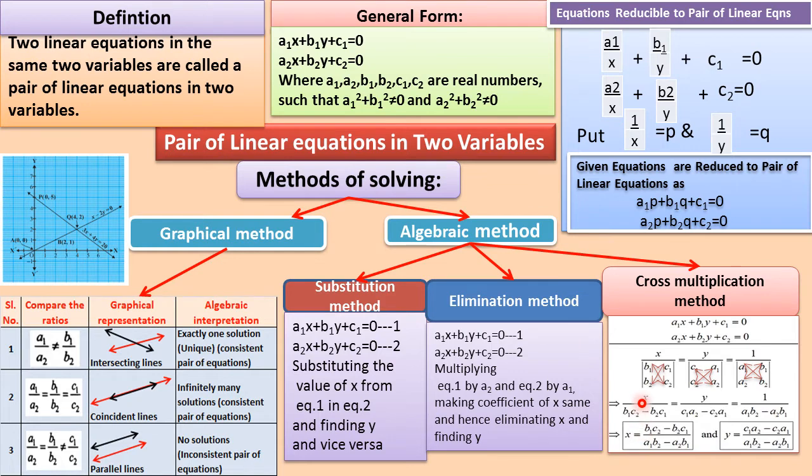So that's how I'll be able to get the value of x equal to (b1 c2 minus b2 c1) divided by (a1 b2 minus a2 b1). So by equating these two, we'll be able to find the value of x.